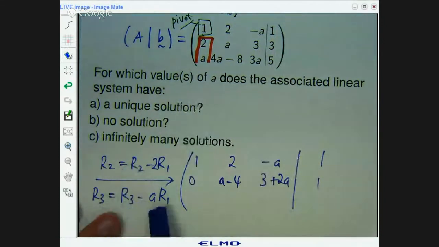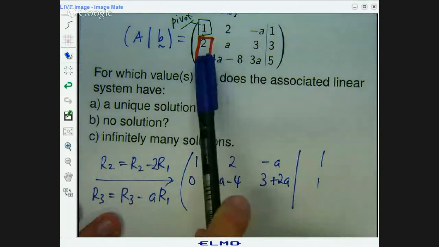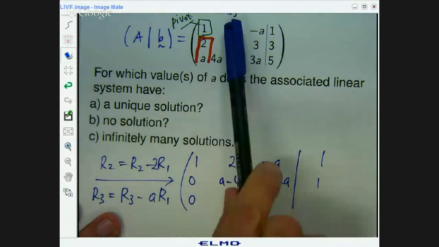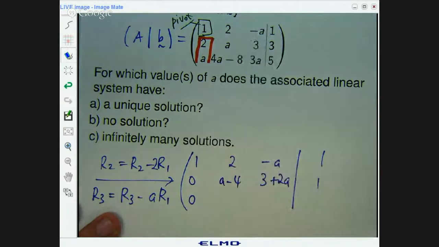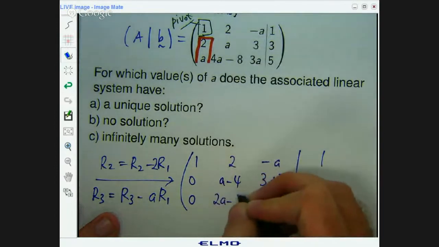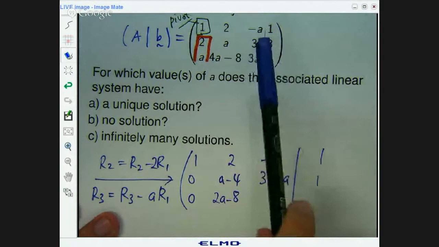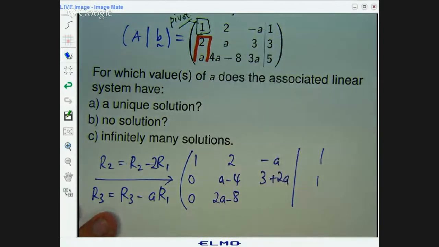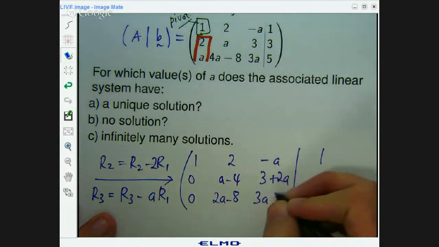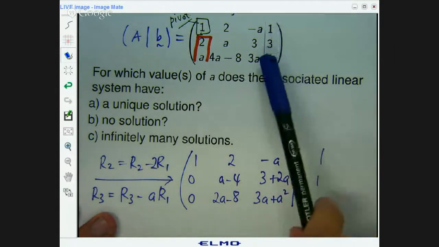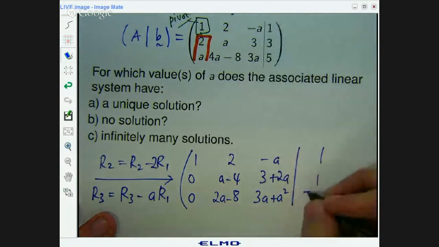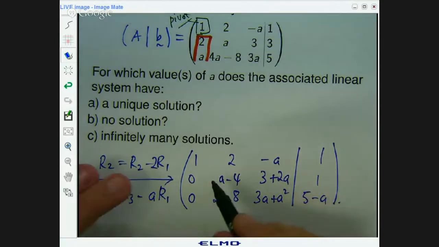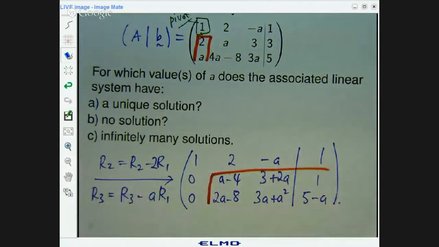So row 3 equals row 3 minus a row 1. So a minus 1 times a, that's 0. 4a minus 8 minus 2 times a, so that's going to be 2a minus 8. And 3a minus a times negative a, so that's 3a plus a squared. And 5 minus 1 times a, that's 5 minus a. Okay, great. So what we do now is work on a submatrix.